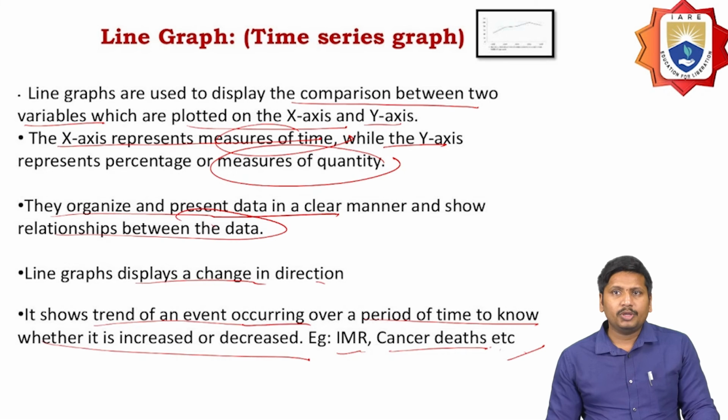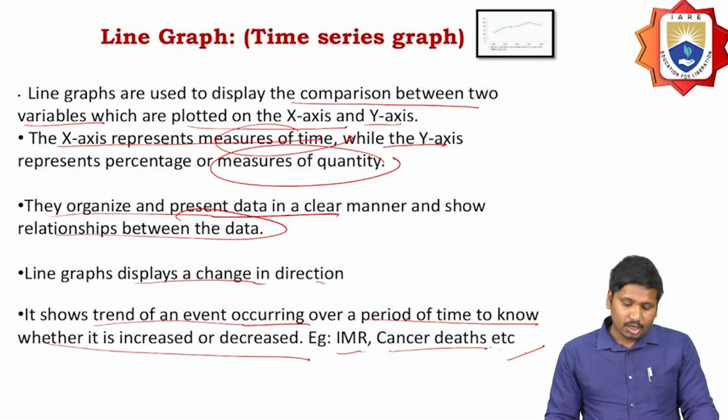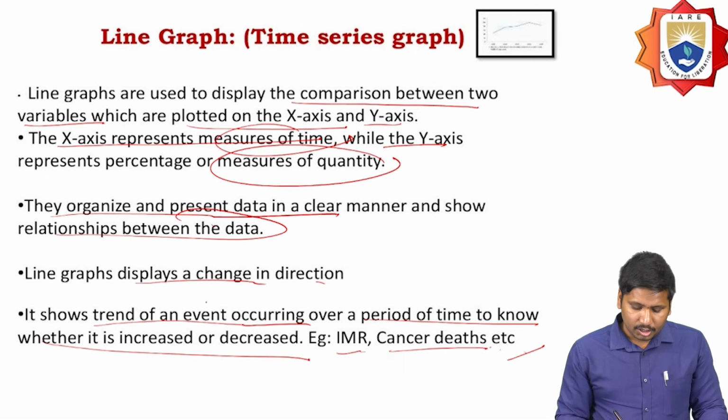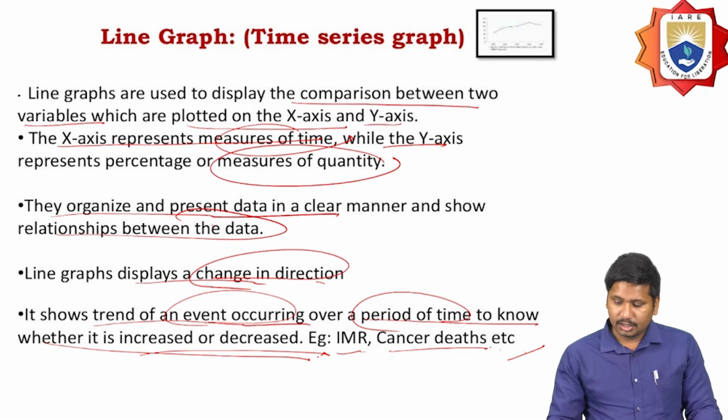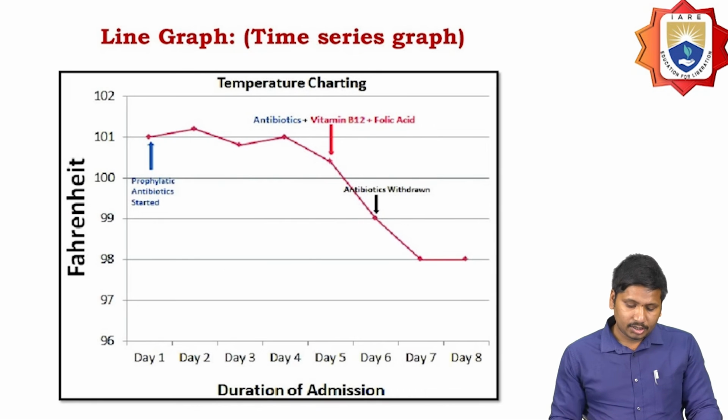So line graphs are used to display the comparison between two variables plotted on the x-axis and y-axis. The x-axis represents the measures of time, whereas the y-axis represents the measures of quality. They are organized to present the data in a clear manner and show the relationship between the data. The line graph displays the change in direction, and it shows the trend of an event occurring over a period of time, to know whether it increases or decreases. So this is an example of a line graph.